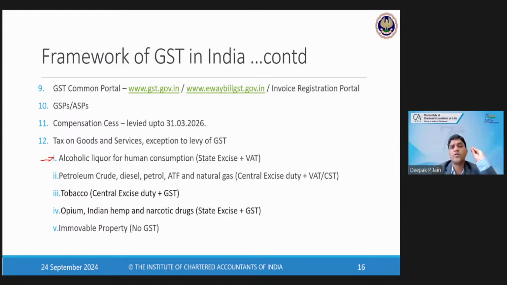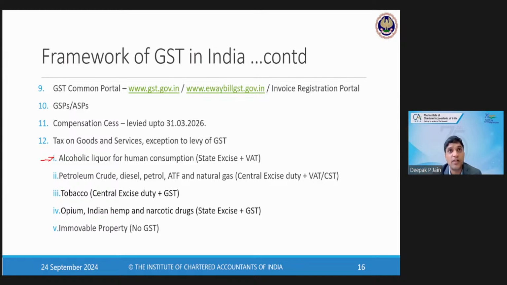After 31st March 2026, compensation cess will not be levied. Yes, as of today, it will not be levied. But later on, if they want to extend it, they can extend it, because already compensation cess was supposed to be there for only 5 years from when GST came in, but they have crossed that limit. Every year they're postponing the date of cancellation, so it will still be there.